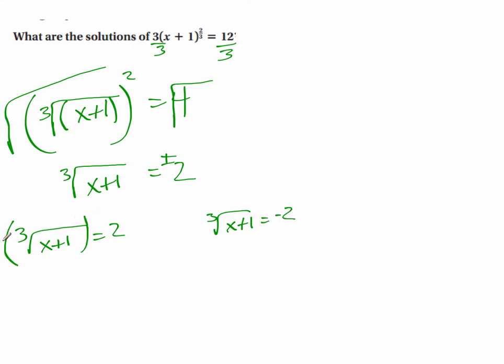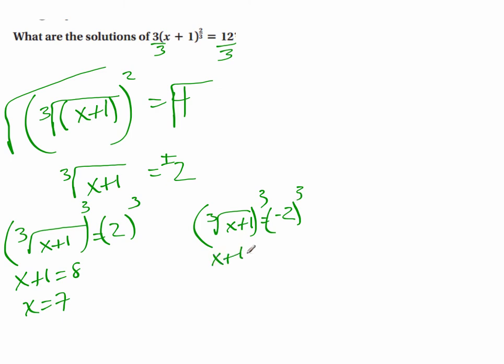To solve this equation, to get rid of the cubed root, I'm going to cube both sides. So x plus 1 is 8, or x is 7. For this one, I'm going to cube both sides. So x plus 1 is negative 8. So when I subtract 1 from both sides, x is negative 9. Now you do want to check these. Go back to your original equation.